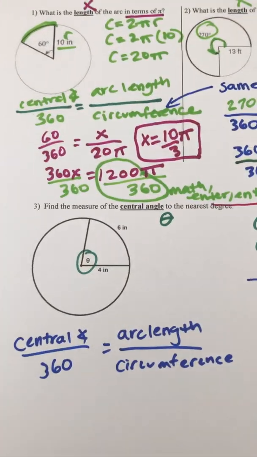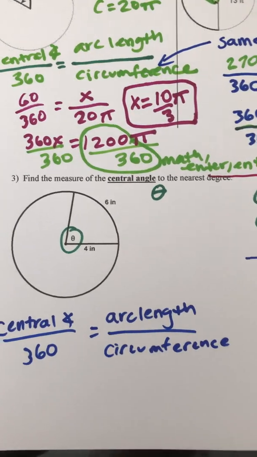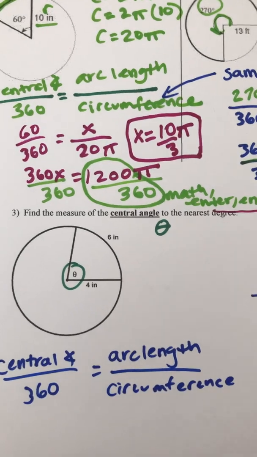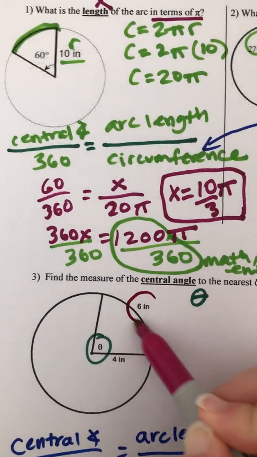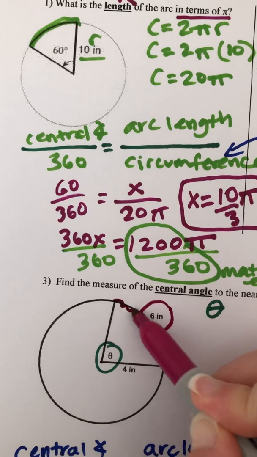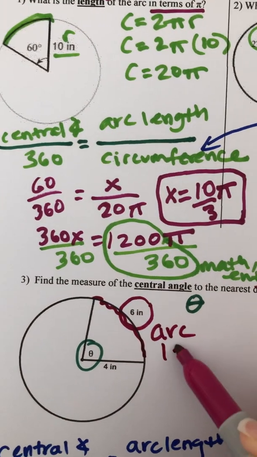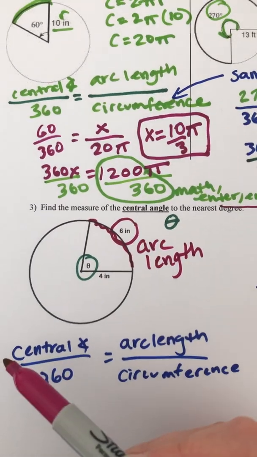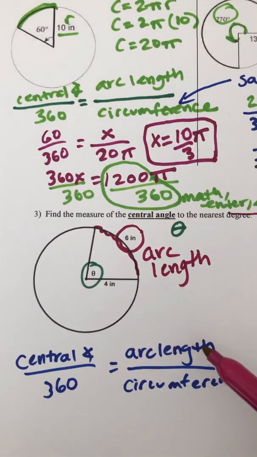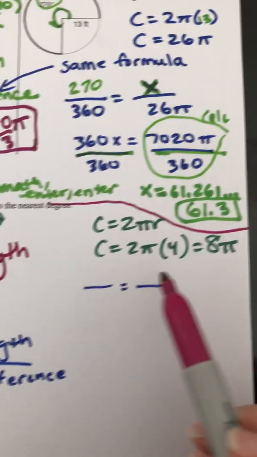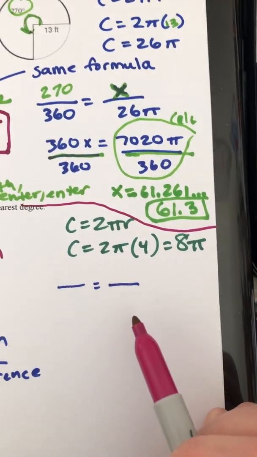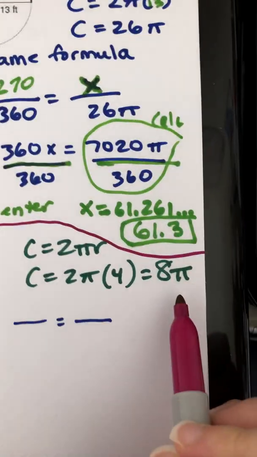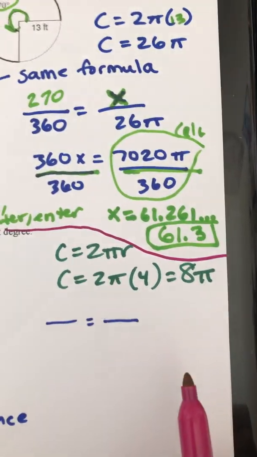Number 3 asks us to find the central angle. The central angle is the theta in the question, right over there. And they tell us 6 inches over here. Well, that 6 inches is the arc length. And now we know it's an arc length question, so we should write down the formula central angle over 360 equals arc length over circumference. We should also find the circumference, 2 pi r, 2 pi times the 4, that's the radius. And that's 8 pi, because 2 times 4 is 8, keep the pi.